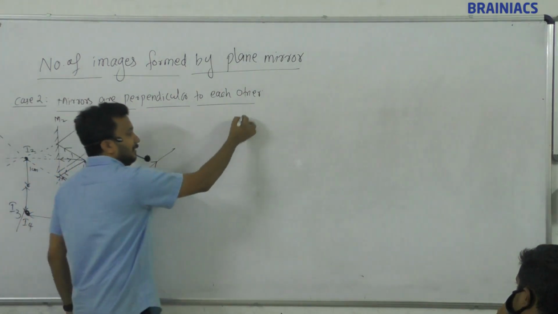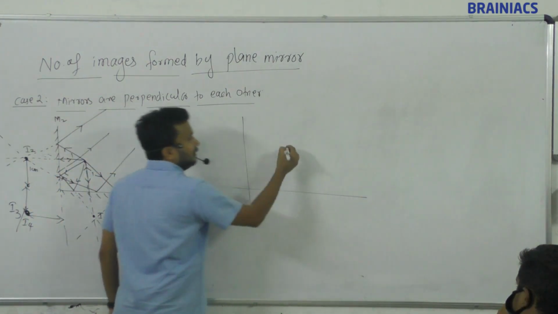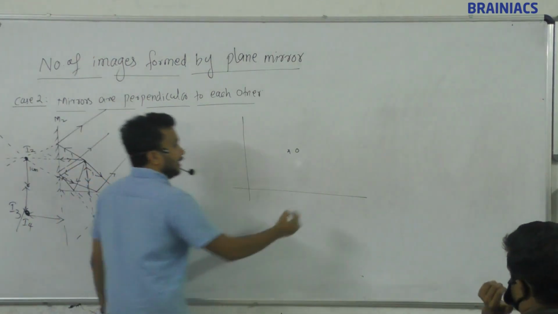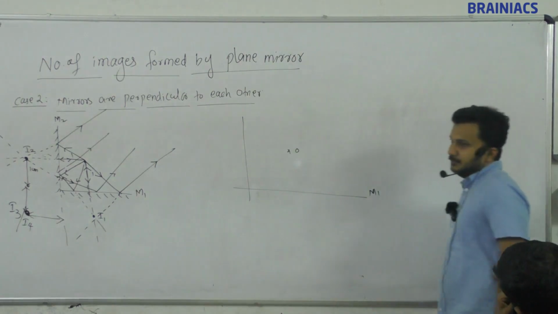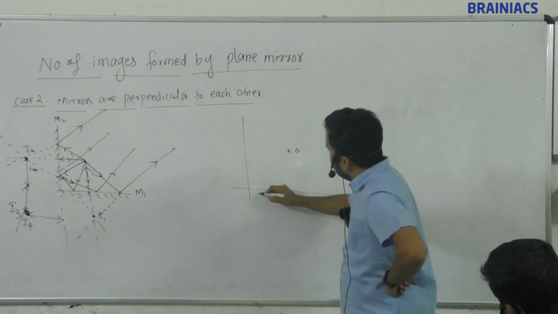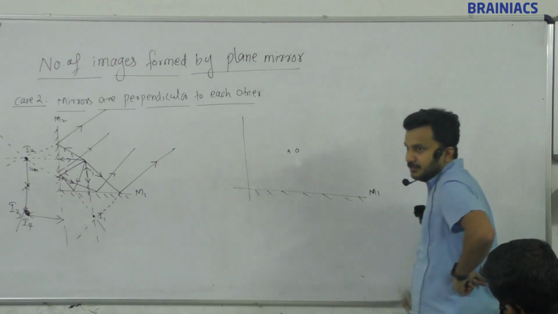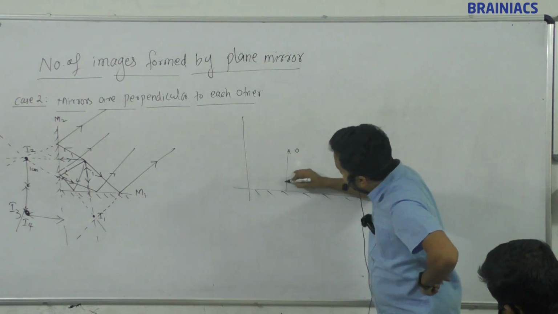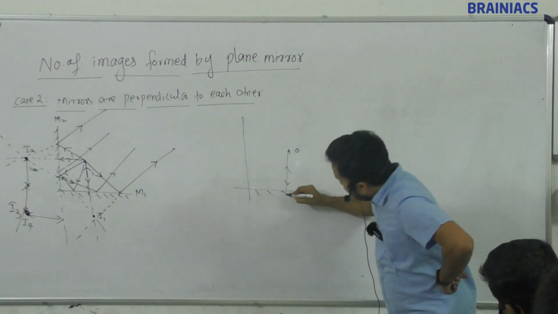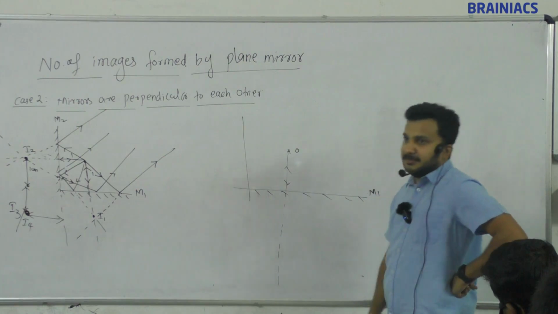I'll repeat it once again. For example, this is an object, and you can assume this is a mirror called M1. How many lines can you draw? This is M1, so M1 is a reflecting surface. What should you do? Draw an incident ray. What will happen? The same ray is reflected back, and the reflected ray gets extended.